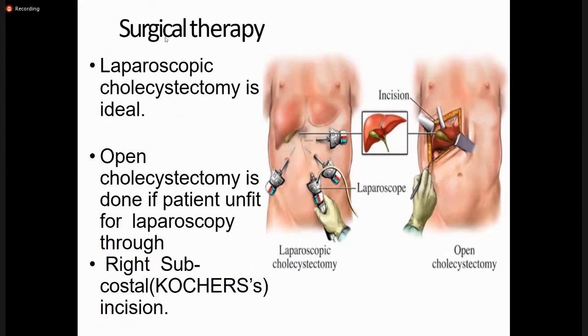Surgical therapy: laparoscopic cholecystectomy is the gold standard now, in which you introduce these 4 ports and remove the gallbladder from this camera port. Whereas open cholecystectomy has not been obliterated. You still perform open cholecystectomies in patients unfit for laparoscopy. In that, you give a paramedian incision or right subcostal incision to do an open cholecystectomy.